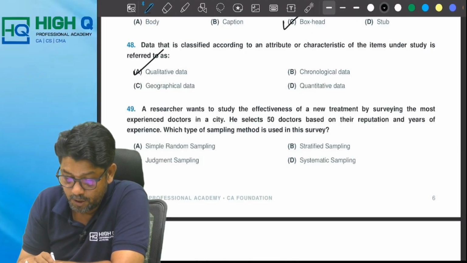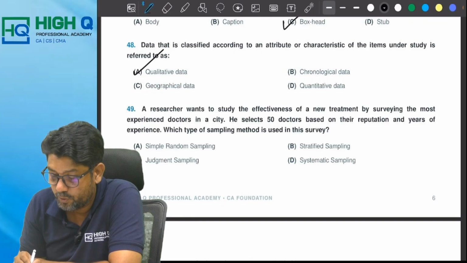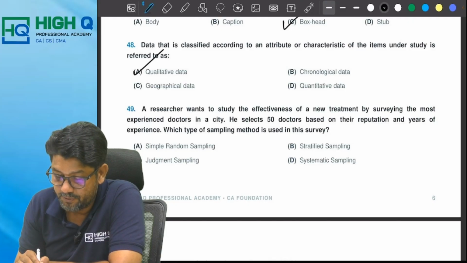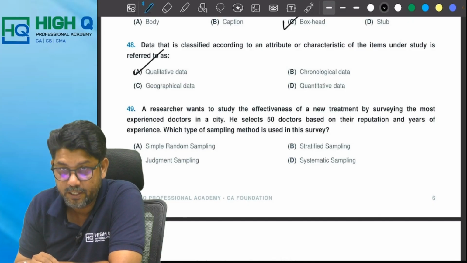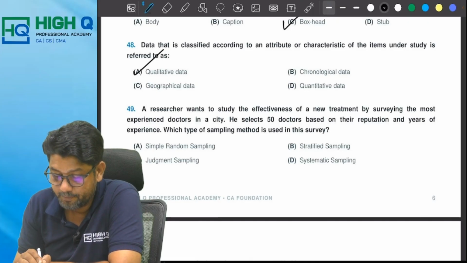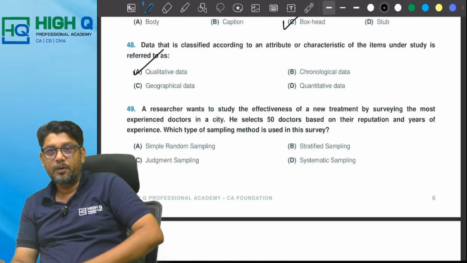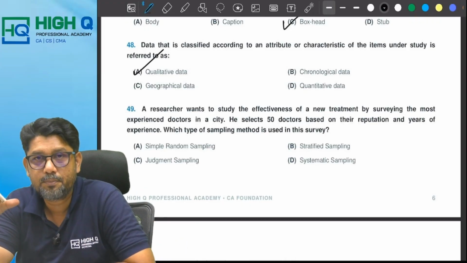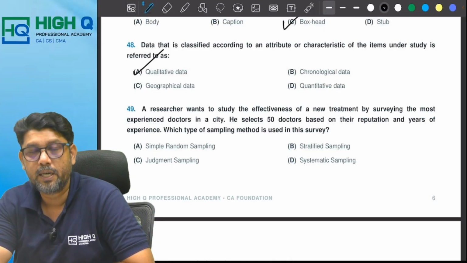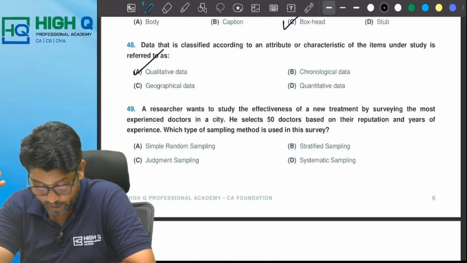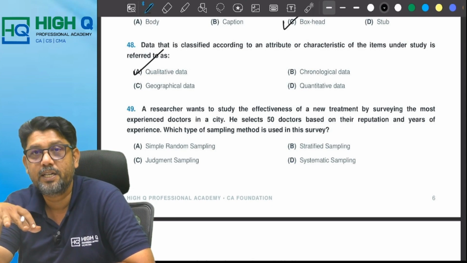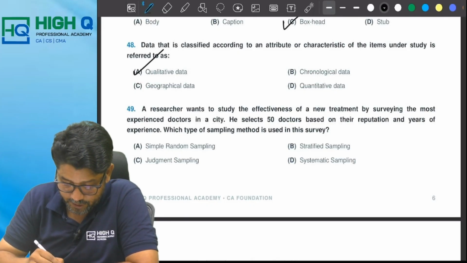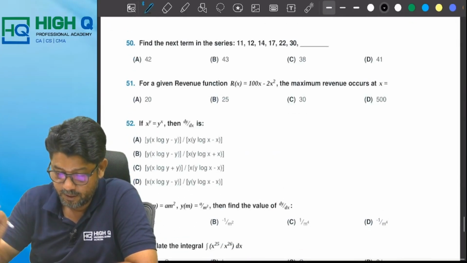Next, a researcher wants to study the effectiveness of a new treatment by surveying the most experienced doctors in a city. He selects 50 doctors based on their reputation and years of experience. Which type of sampling method is used in this survey? The surveyor is not selecting doctors randomly. He has some criteria: only highly experienced doctors, with rich experience and also reputation, everything has to be considered. That means it is judgmental, so we can say judgment sampling.